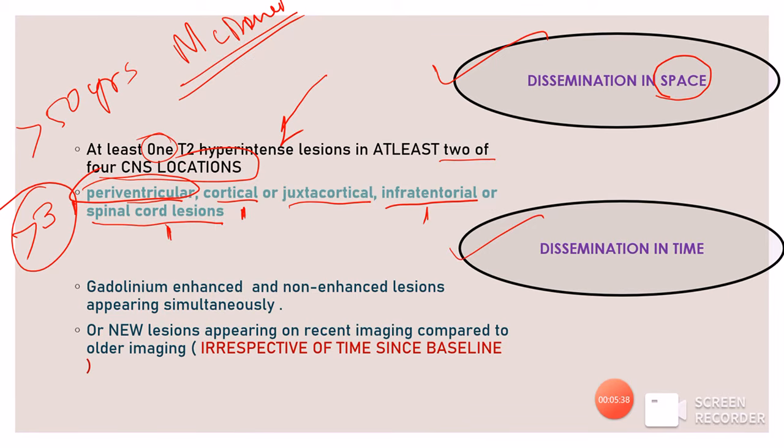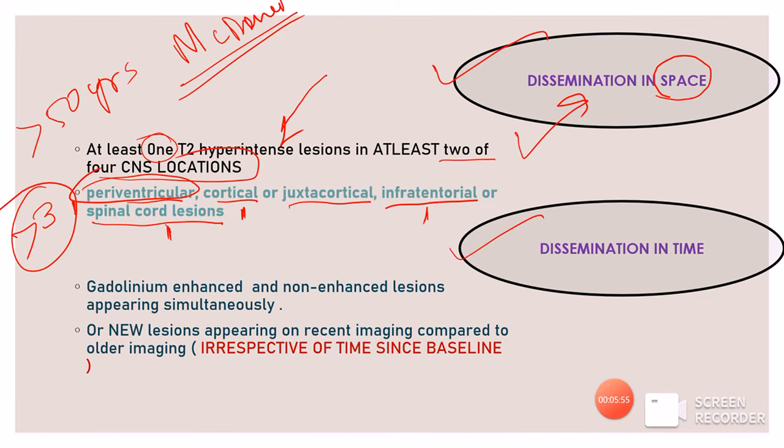That is what dissemination in space is. So if there is a patient who has at least one hyperintense lesion in an infratentorial or a spinal cord location, for example, then the patient is fulfilling the criteria of dissemination in space.